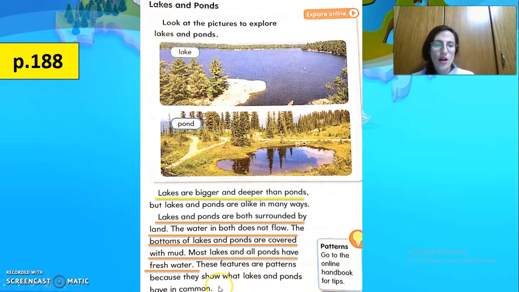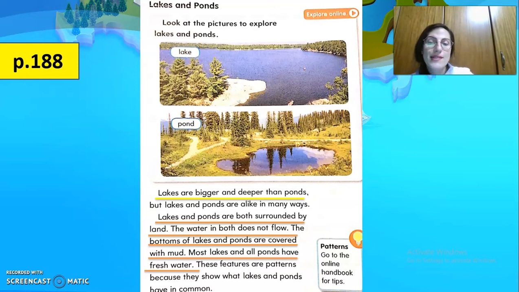These features are patterns because they show what lakes and ponds have in common. So when we say features are patterns, features are the things that explain to us what a pond and lake look like, okay? Are they big? Are they small? What are they made of? And when we say there are patterns, it means that these things are repeated, okay?